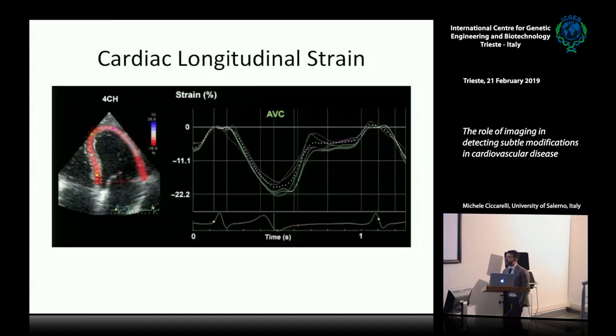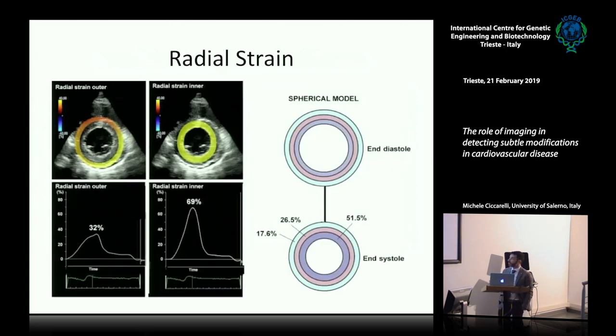This is the example of the cardiac longitudinal strain made in the four-chamber apical view, and as you can understand, it gives you a negative number. Here the white dotted line describes the average of the cardiac longitudinal strain. And here is a sample of the radial strain that is calculated in the short axis. What are the applications of cardiac strain in a model of heart failure?